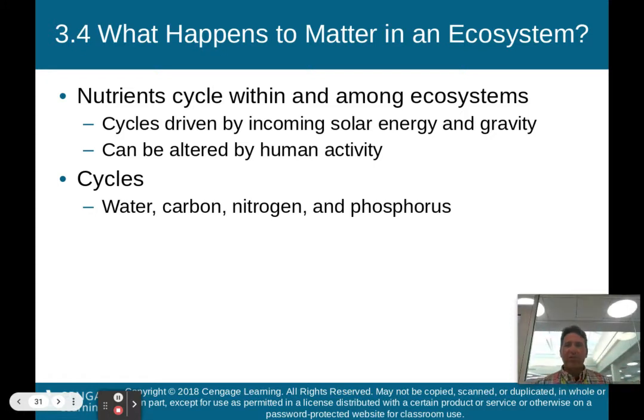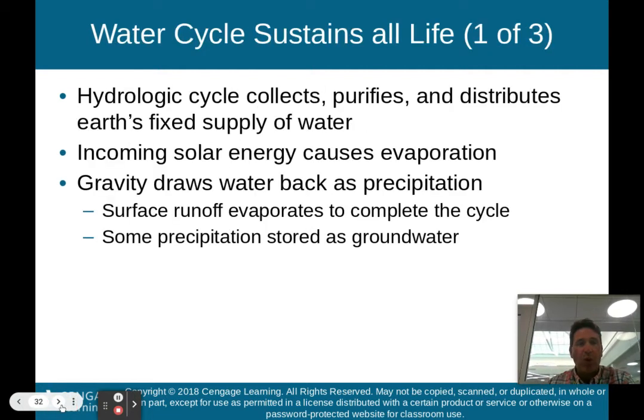So what are the 4 cycles that we're going to be most concerned about here in environmental science? The water cycle, the carbon cycle, the nitrogen cycle, and the phosphorus cycle. I'm going to go through each one of these in detail. You're definitely going to have to know a good amount of what's going on in each of these cycles, especially for any FRQ questions that may pop up. So again, I will go through them with you now.